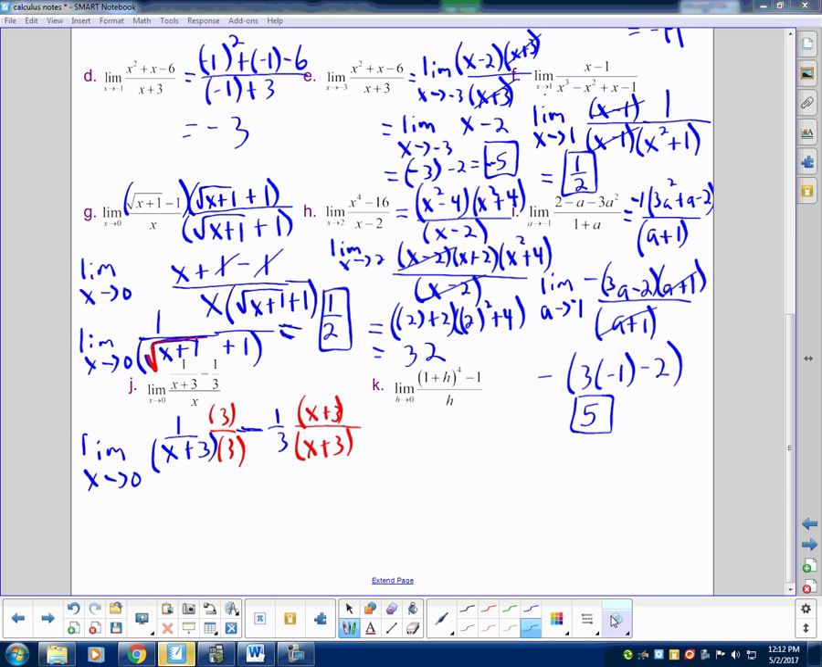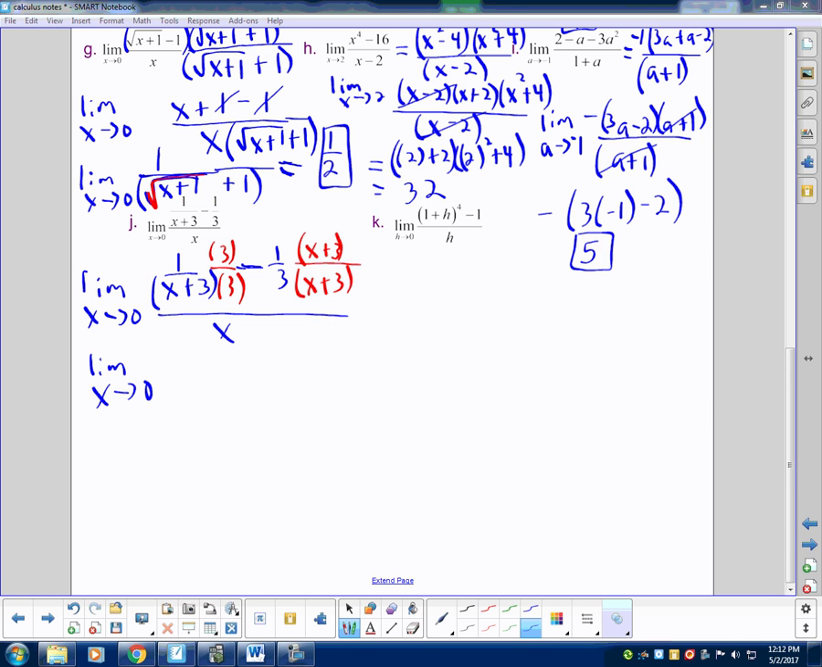That's all over x. So the limit as x approaches 0 of 3, distribute the minus sign here, minus x minus 3 all over x plus 3 times 3 all over x. And I'm going to write this as x over 1 because ultimately I'm going to multiply by the reciprocal of the bottom.